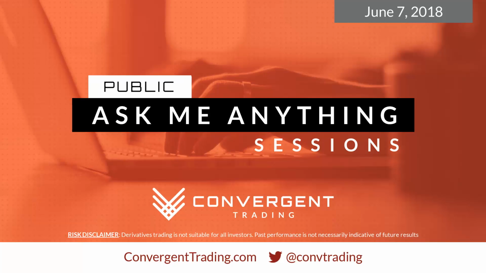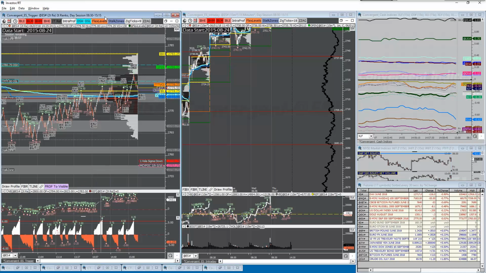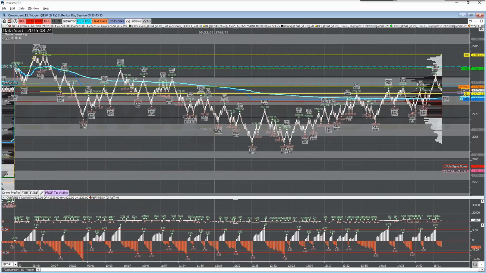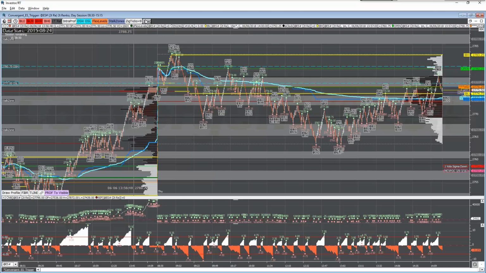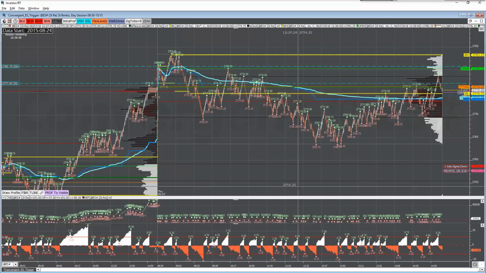What do you use to identify early in the session if you're likely to see a choppy day versus a trend day? Okay, so I get asked that a lot. What I use to identify is really simple stuff. You have to start off by asking, where are we opening compared to the prior day's auction? Okay, where are we opening?